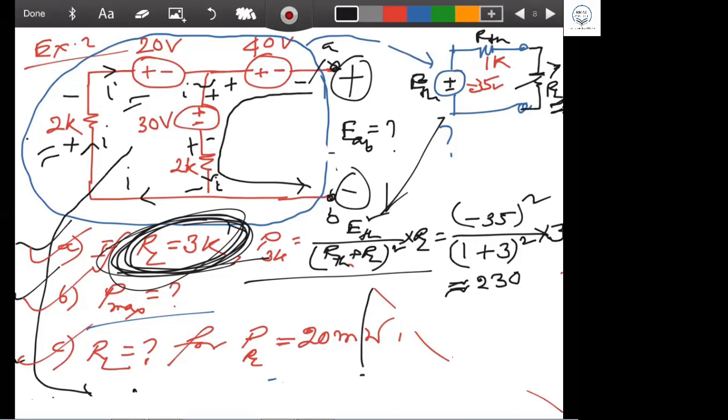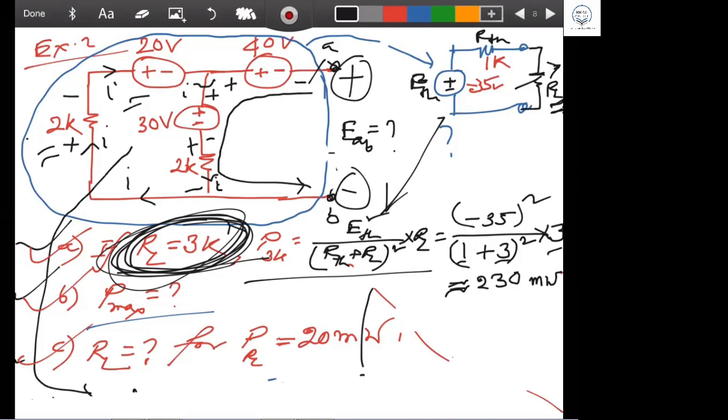What is the unit? Is it watt? No, because this is kilo ohm, and this kilo ohm cancels out. 10 to the power 3 will be at the bottom, so 10 to the power minus 3 is there. So it will be milliwatt. This is 1 kilo ohm, 3 kilo ohm. Just check it, substitute kilo ohm.